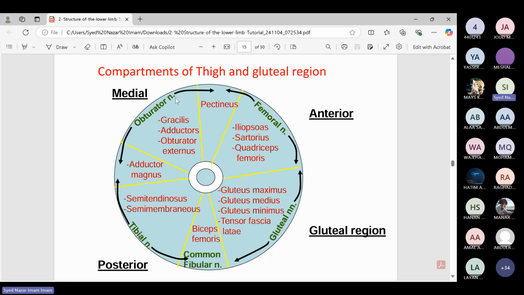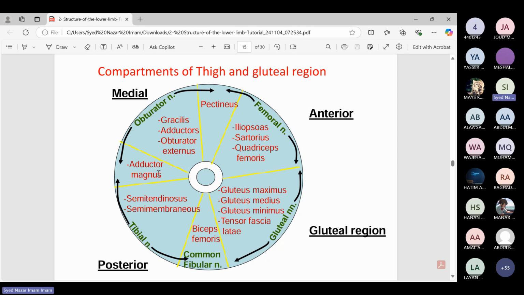The anterior compartment muscles, what muscles do we have? We have, as I told you, iliopsoas, which has iliacus and psoas major. Then we have sartorius, and we have the quadriceps femoris. Quadriceps femoris again consists of four muscles, three vastus and one rectus femoris.